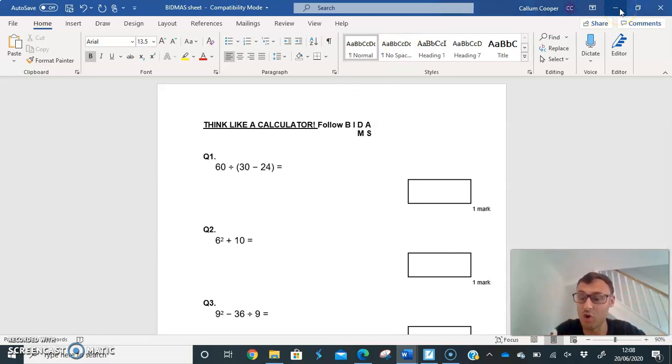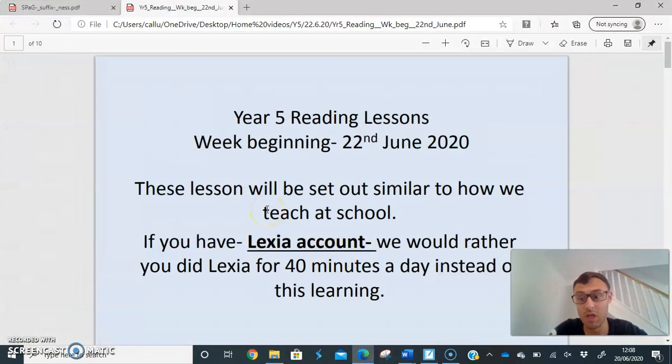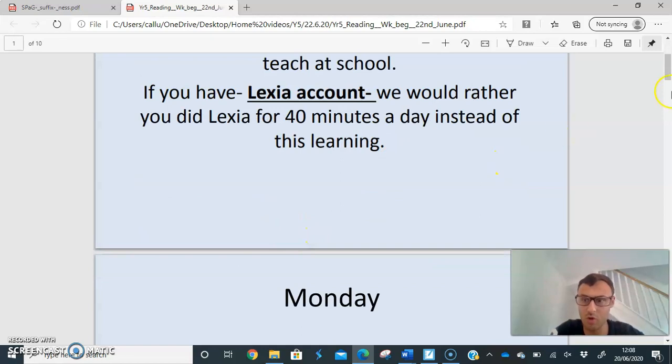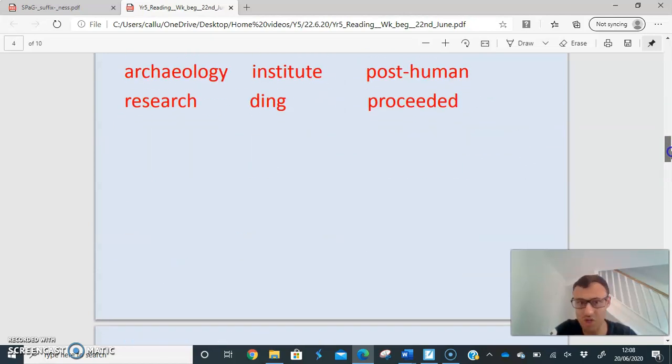Some of you haven't got that sheet, you've got a different sheet, but that will be available on eSchools from Wednesday. Okay, so that'll be on eSchools on Wednesday. Then if you're doing Lexia, then obviously you do Lexia. The rest of you got a reading PowerPoint, which is looking at a secret portal, William Wenton and the secret portal. It's the same structure we're always following.